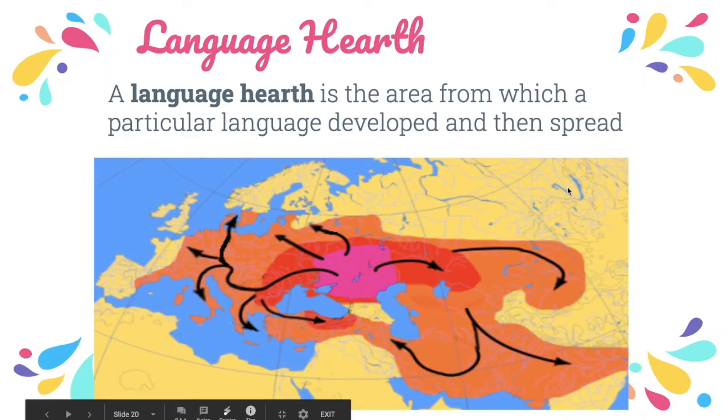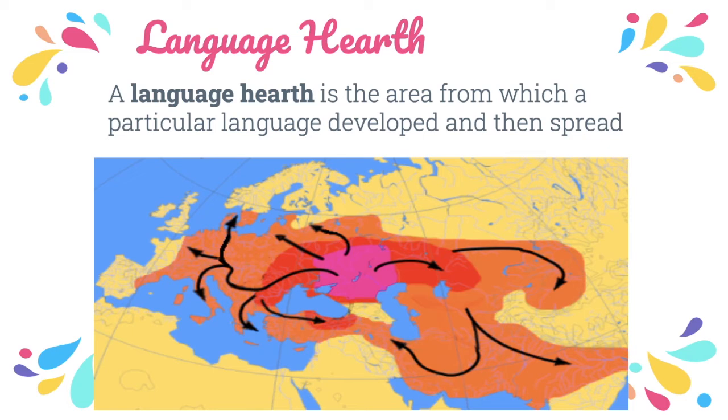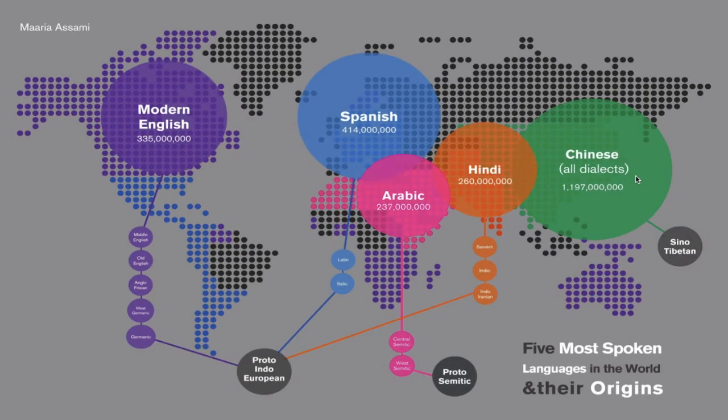So remember that a hearth is simply the origin, right? And we're going to look in section 5 at the diffusion of language from those origins, from those hearths. But for today, I'm going to leave you with 5 specific hearths. Moving west to east, let's look at English first.